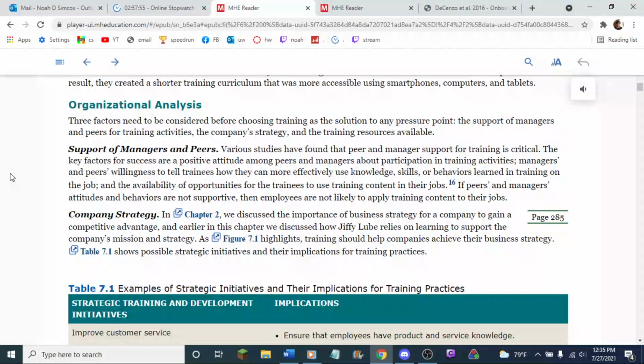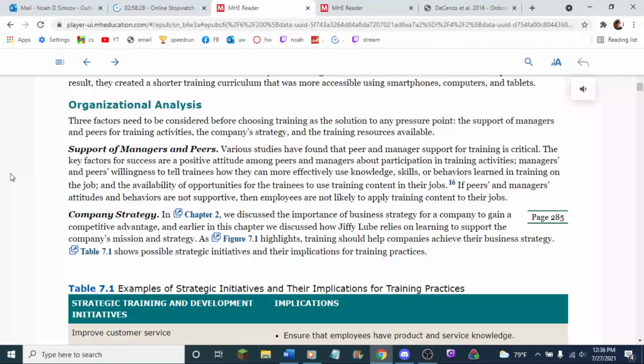Various studies have found that peer and manager support for training is critical. The key factors for success are a positive attitude among peers and managers about participation in training activities, managers' and peers' willingness to tell trainees how they can more effectively use knowledge, skills, or behaviors learned in training on the job, and the availability of opportunities for the trainees to use training content in their jobs. If peers' and managers' attitudes and behaviors are not supportive, then employees are not likely to apply training content to their jobs.